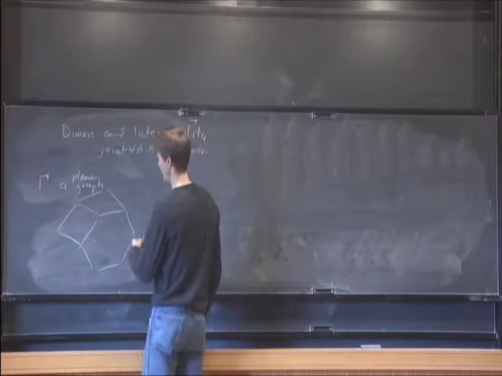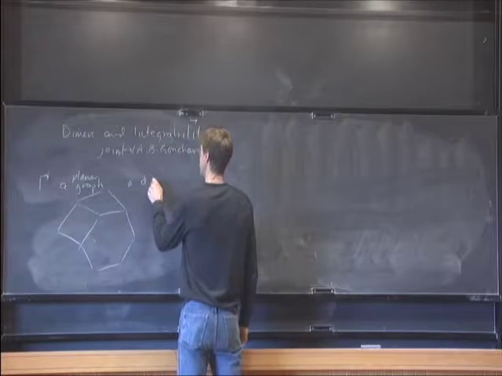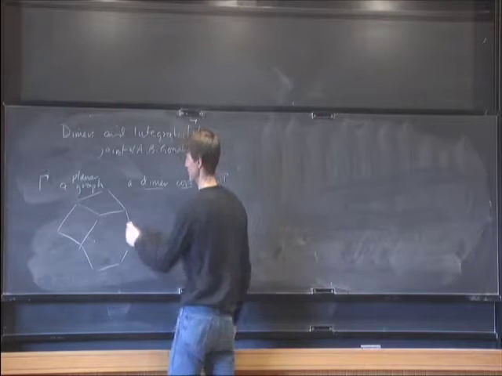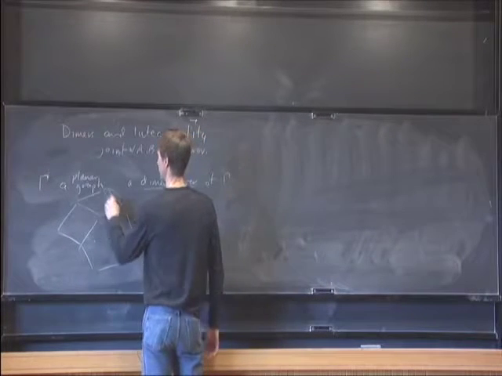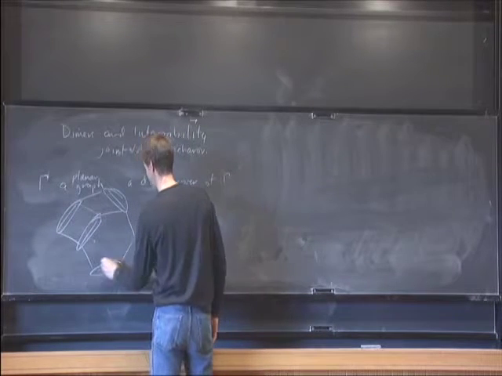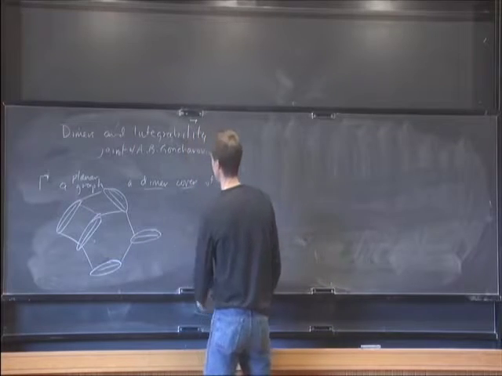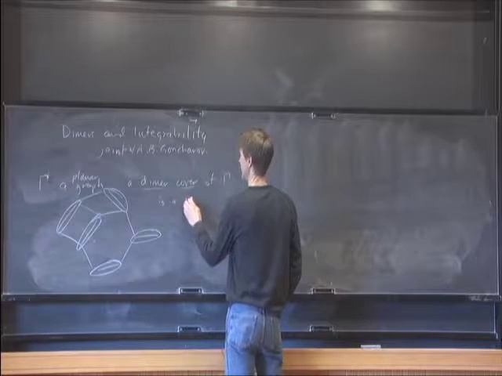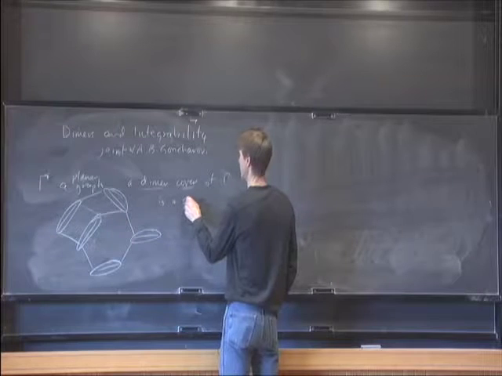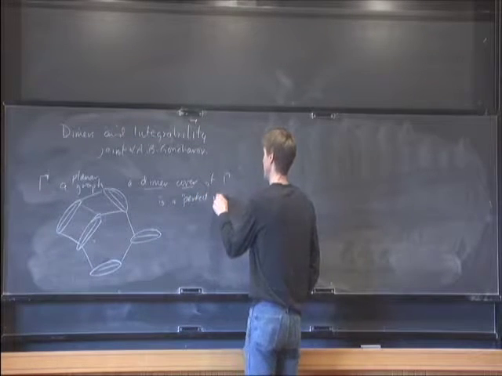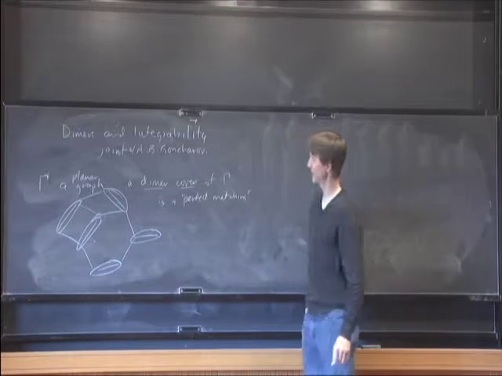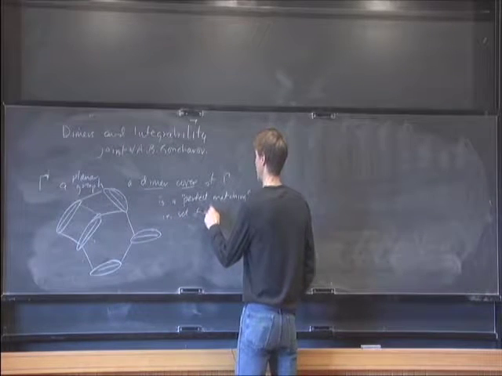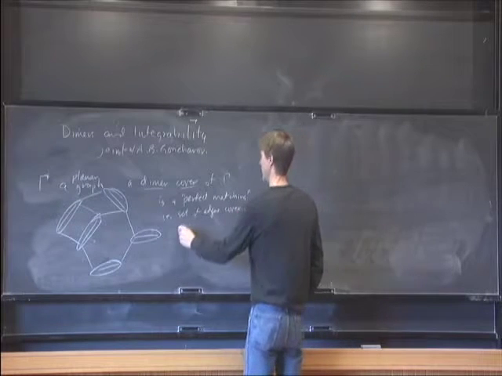So what is the dimer model? A dimer cover of gamma is a set of edges which cover all the vertices, each vertex being covered exactly once. Okay? As illustrated here. So it's just a perfect matching. If you're a computer scientist, this is called a perfect matching, i.e. a set of edges covering all the vertices.